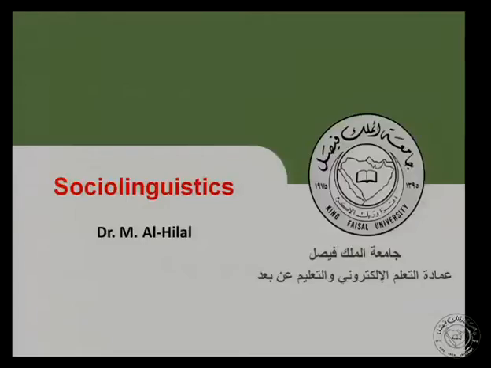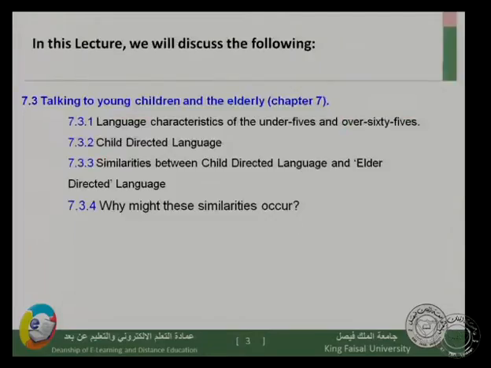Of our course Sociolinguistics. Today we are going to continue chapter 7, where we talk about young children and the elderly or the old people. In this lecture we will discuss language characteristics of the under 5 and over 65 people. We will talk about child-directed language. We will also consider similarities between child-directed language and elder-directed language. Then we will end this lecture by answering the question of why might there be similarities between child-directed language and the language used by the old people.